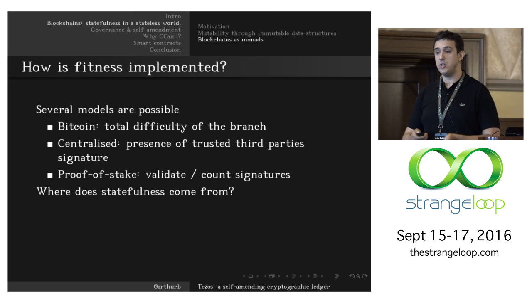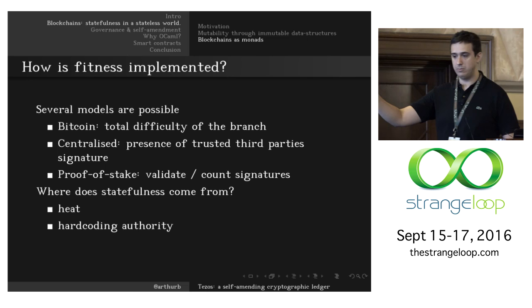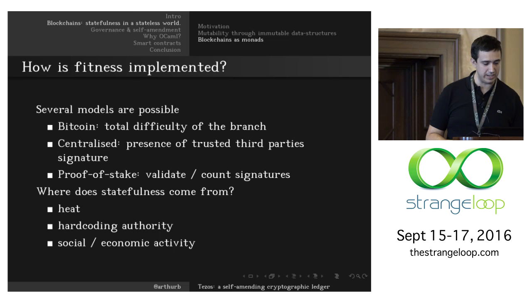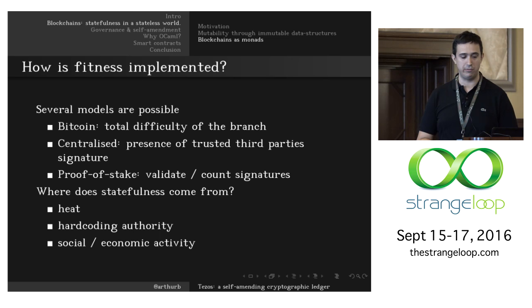In a centralized model, the statefulness is hard-coding authority. Basically, the way that you pick a fixed reference point in the world is you say that this person or this group of people is going to be signing the chain, and you know specifically who those people are. And that's how you get a state. You pinpoint it down in some particular place in the world. And in proof of stake, you get something like social or economic activity. Basically, you're trying to bootstrap your reference points based on the social and economic activity that arises around the blockchain itself.